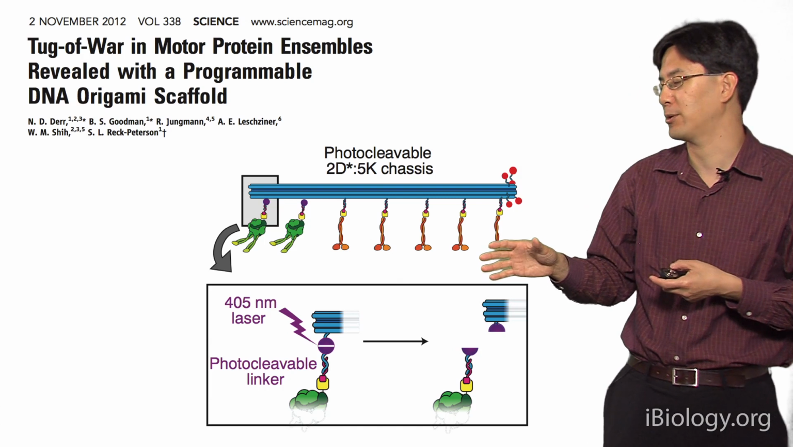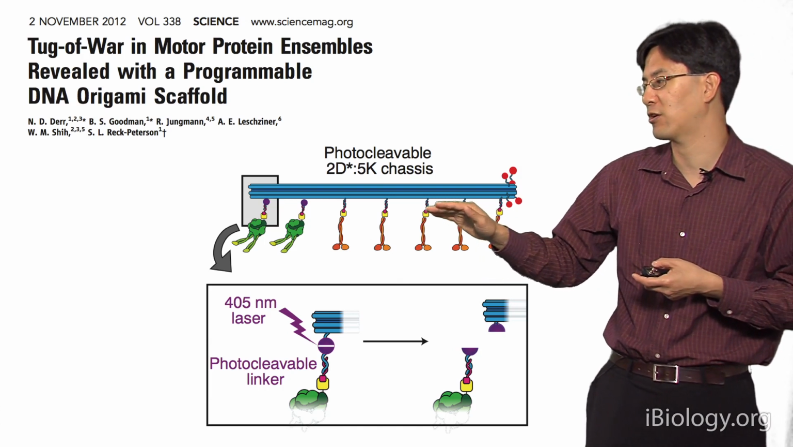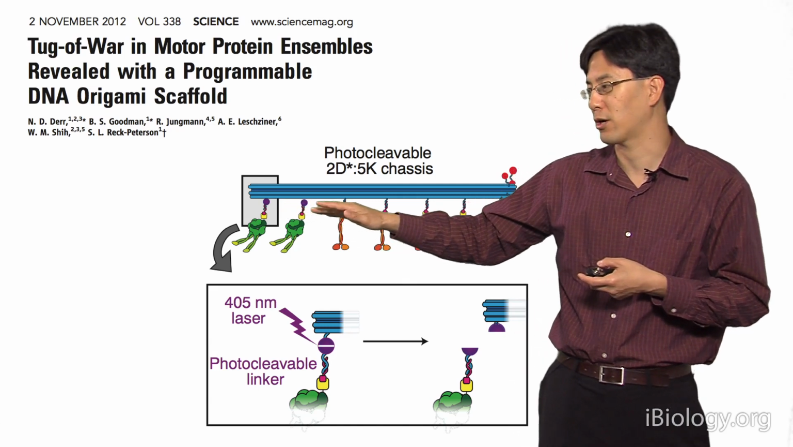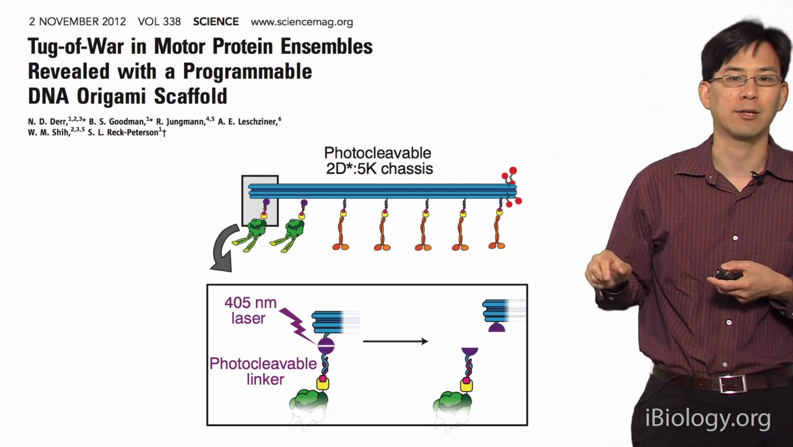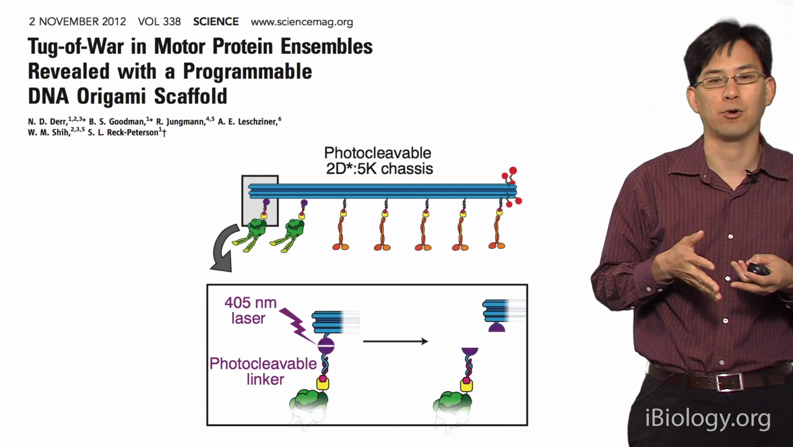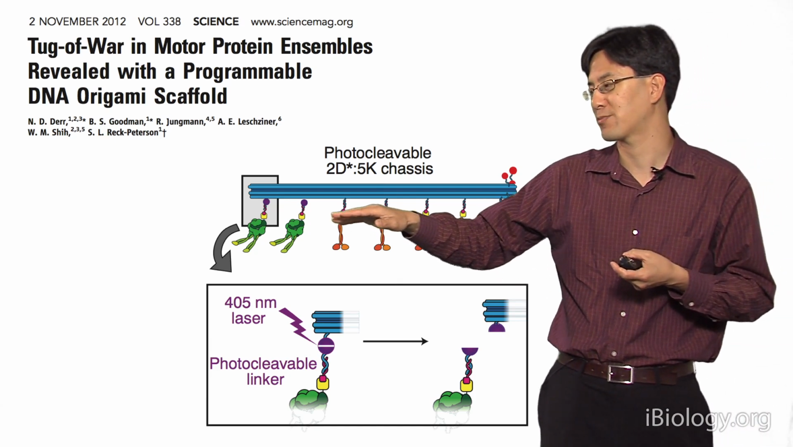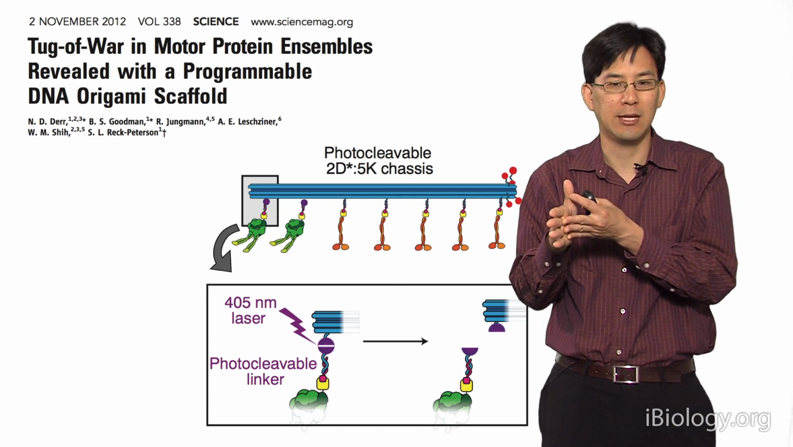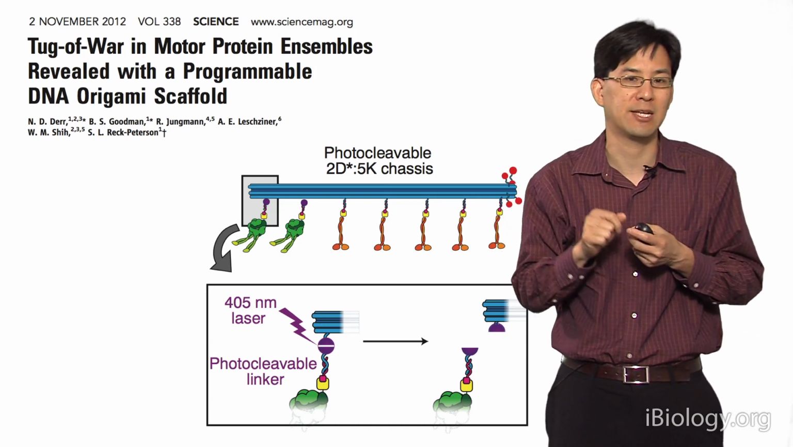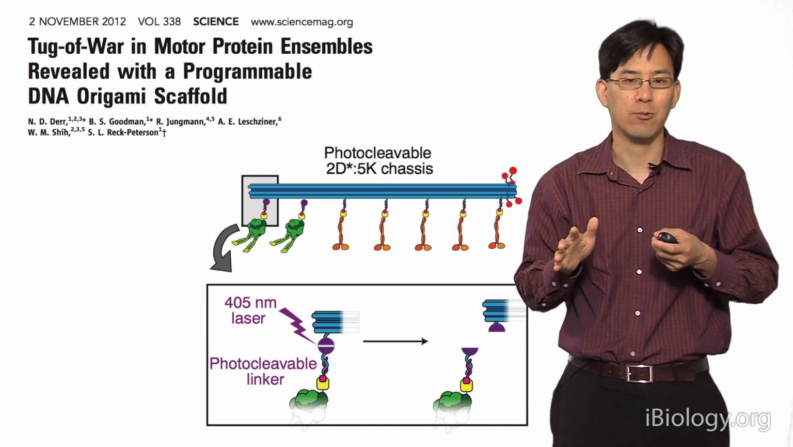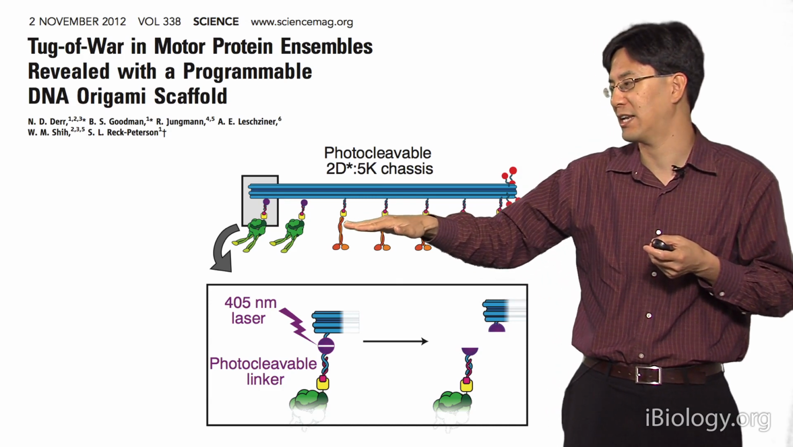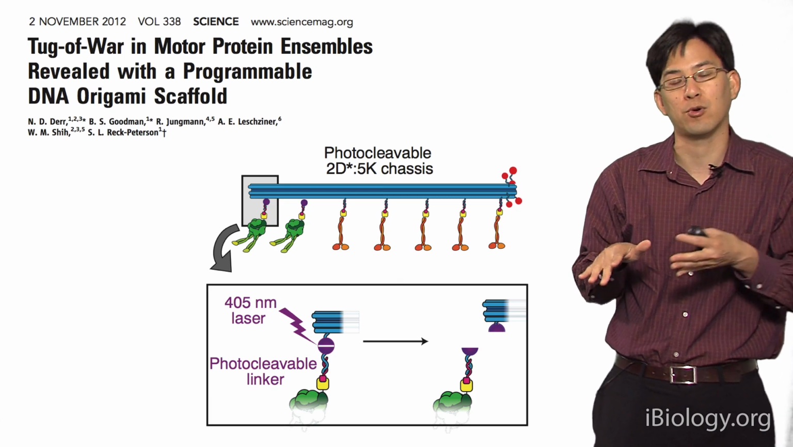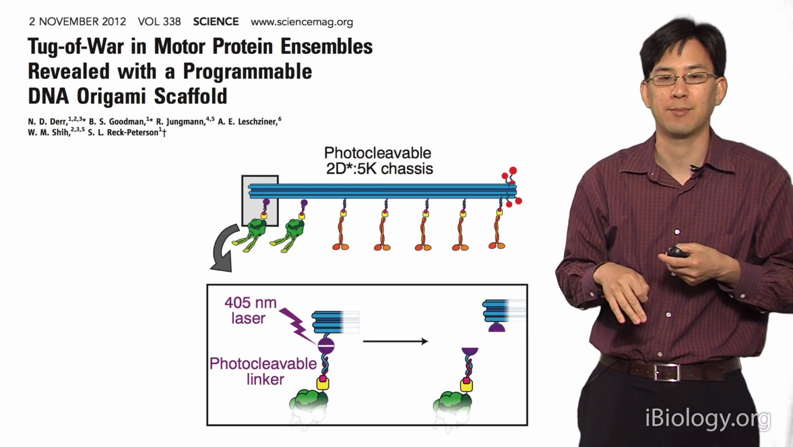And furthermore, they're able to demonstrate if they introduced photocleavable elements either to release the dyneins dynamically or else to release the kinesins dynamically, then they could resolve this tug of war. So for example, in one experiment, if they release the dyneins, then now that stall would be relieved and the chassis would move towards the plus end of the microtubule. Likewise, if they caused the kinesins to be cleaved off, then now the complex would no longer stall and move towards the negative end of the microtubule.